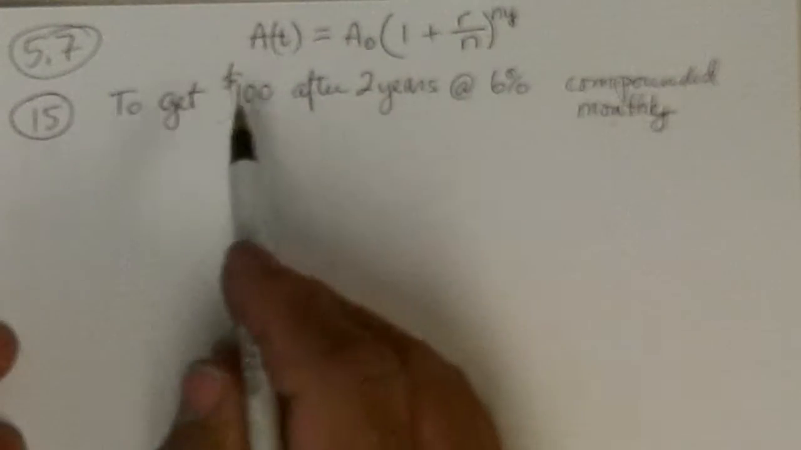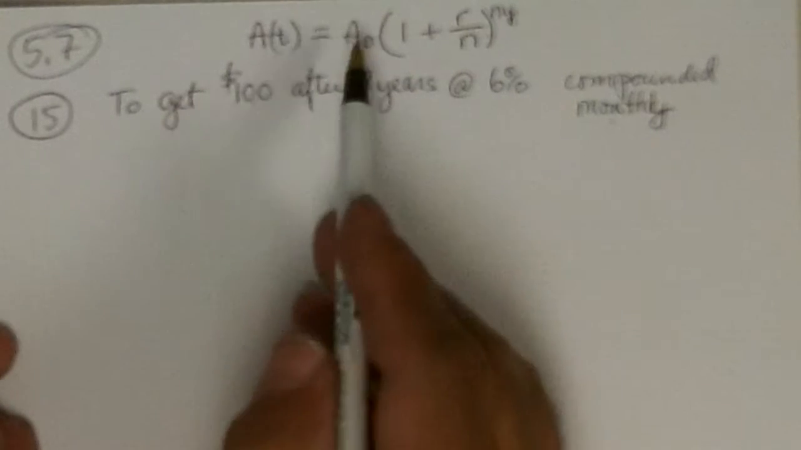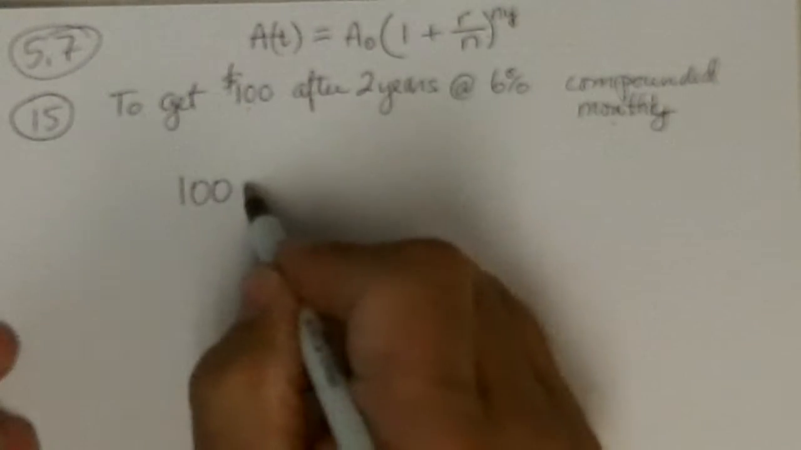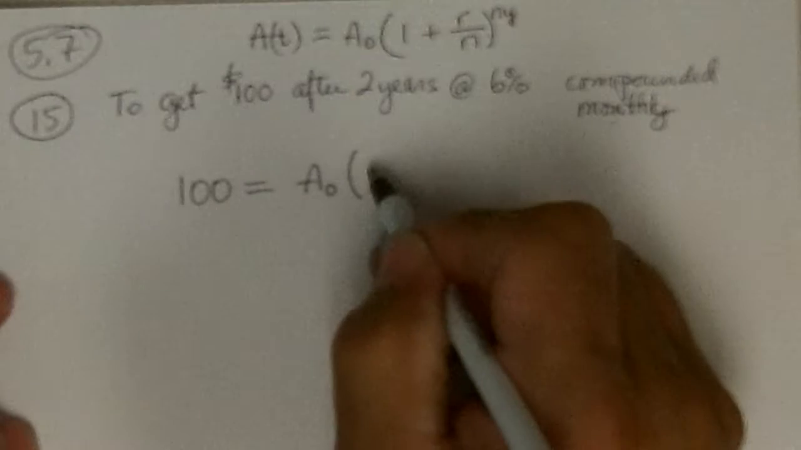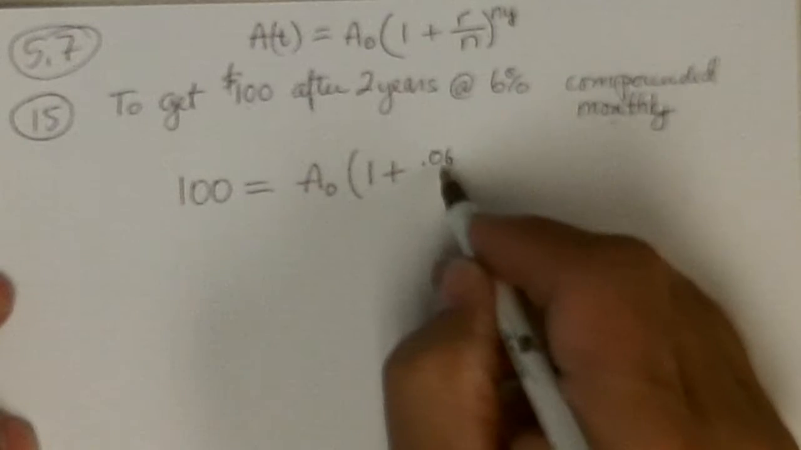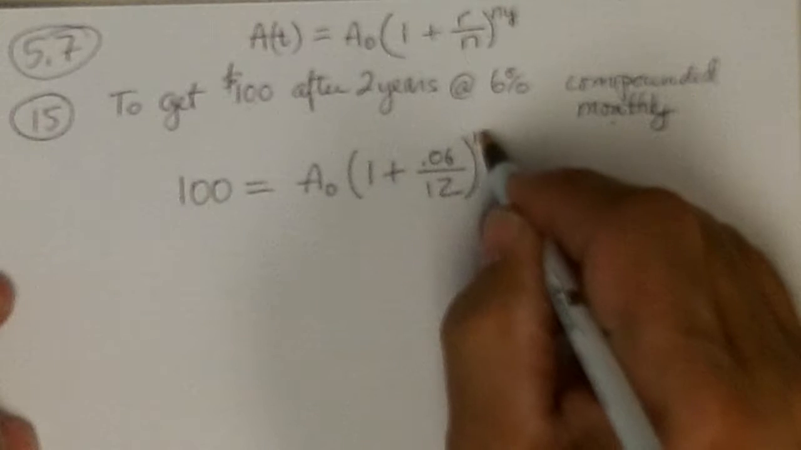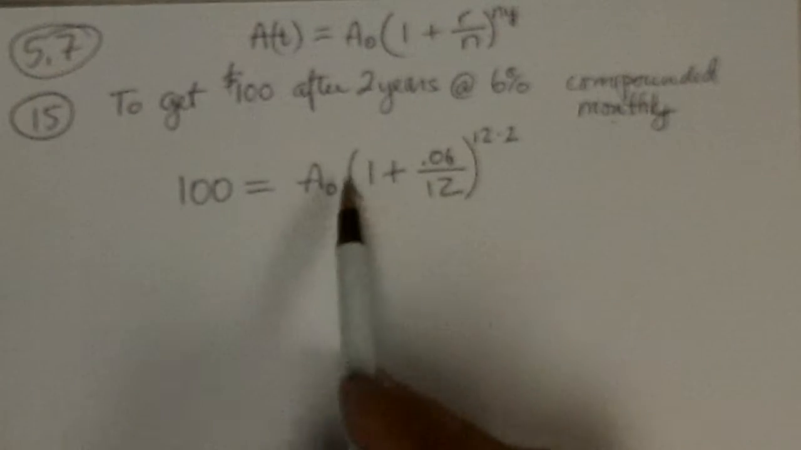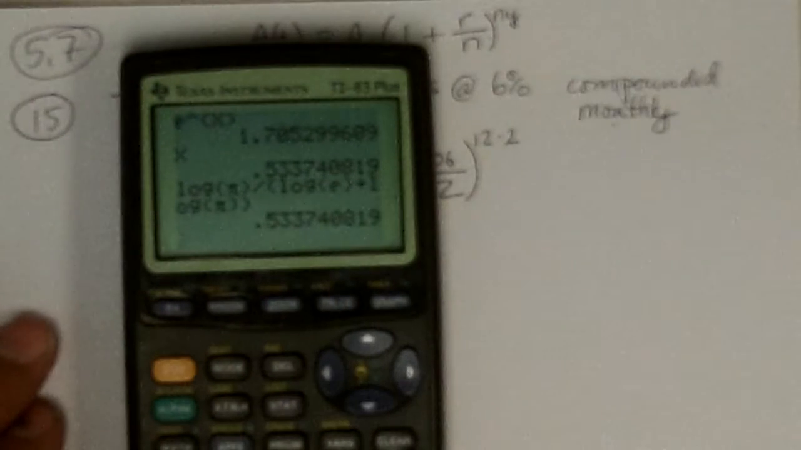This is the formula. We want to get $100 after 2 years, and it asks how much do you have to start with. So we want to end with $100. We don't know the starting amount, but we have 1 plus the interest rate, that's 0.06 in decimal, over monthly, so that's 12, to the 12 times 2 years. So this is just a number, and so I will figure that number out.